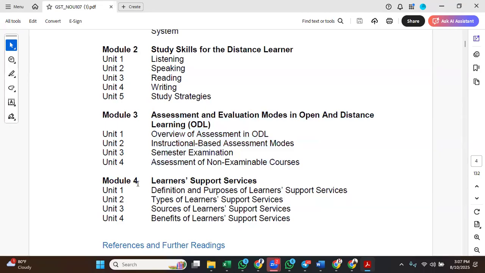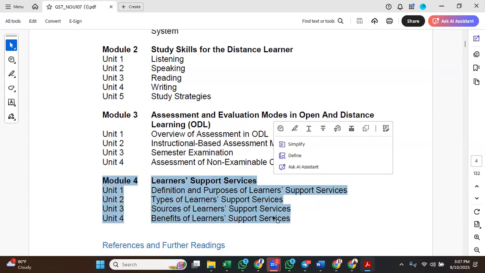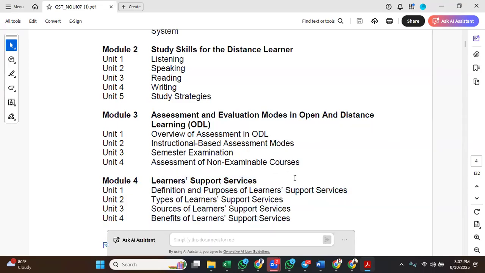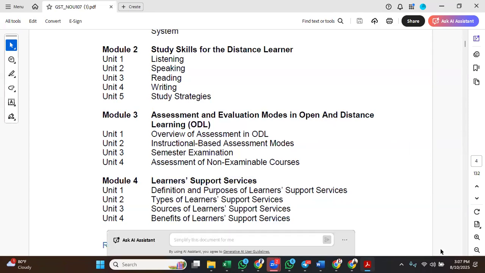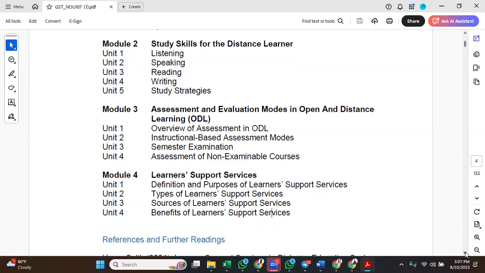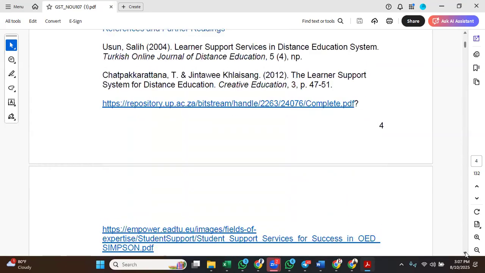And then module 4 is learner support services. This was also mentioned in the orientation yesterday. In fact, the orientation used to be a scan of this material. For those of you that attended the orientation, when we start going through this material, you see that it's just a fallback on what was discussed in the orientation.